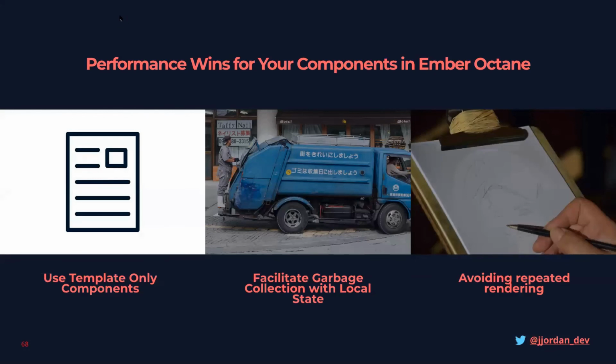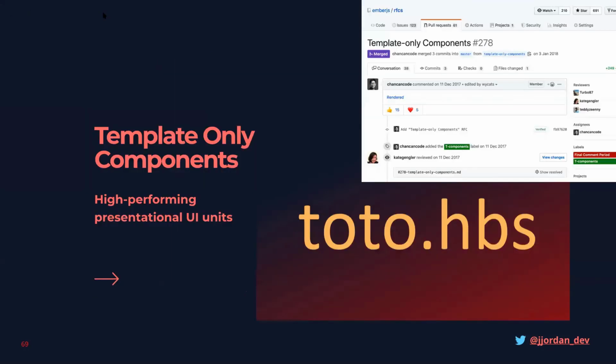I think there are three main wins that we take out of Ember Octane when we write components, and I want to take a look first at template-only components. This is based on an RFC that was submitted a while ago, 278, and it defines that if you create in your Ember application a component that only consists of a template and not a component.js file, then when you render it in your application, this component will not create its own dedicated component instance, which will save memory in the browser and therefore make your application more performant.